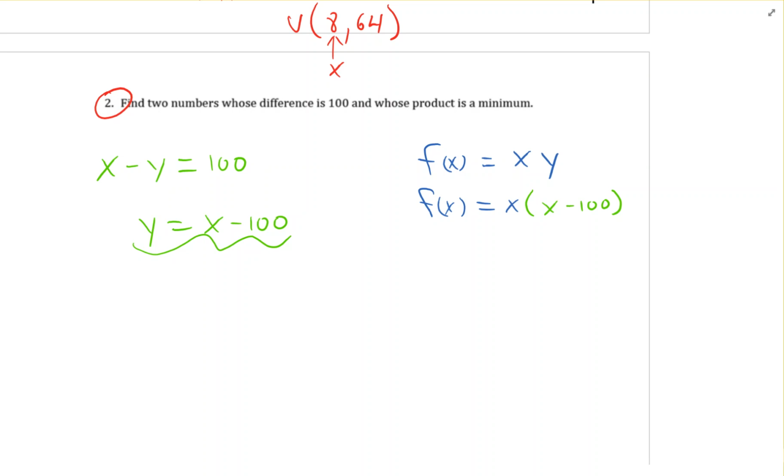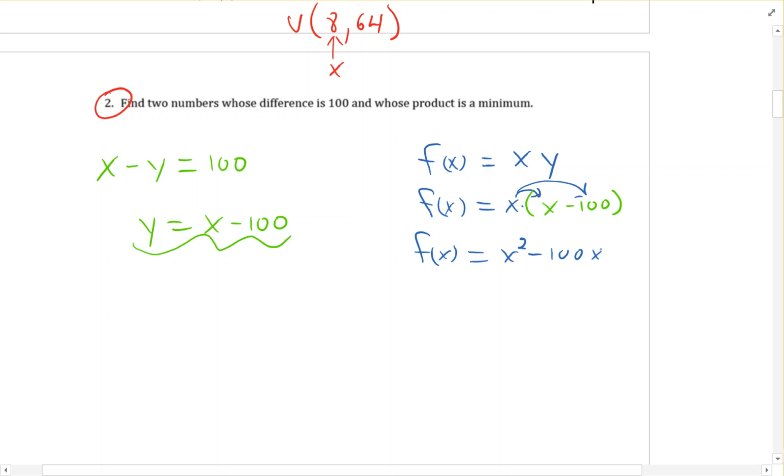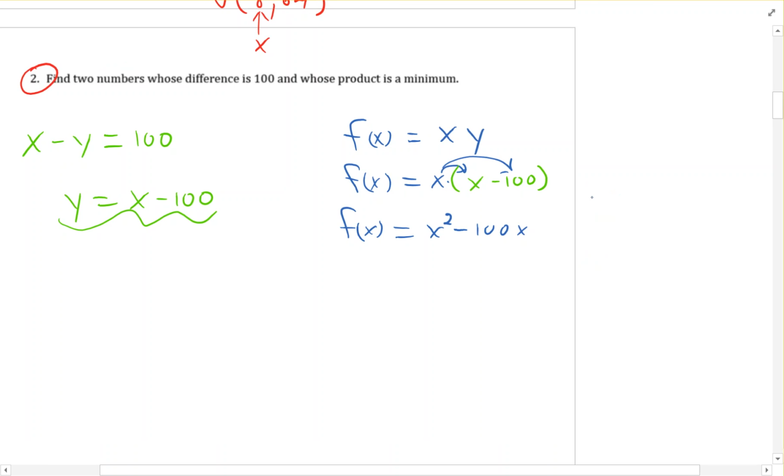Okay, now you can really just graph that. But for this one, what I'm going to do is complete the square. So if we go x times x, and then x times negative 100, this becomes f of x is equal to x squared minus 100x. So looking at this, we've got a positive sign out front. Positive means happy, which means that it's going to be opening upward, which also means that we're going to be finding a minimum, right? Which is right, because we're looking for a minimum here.